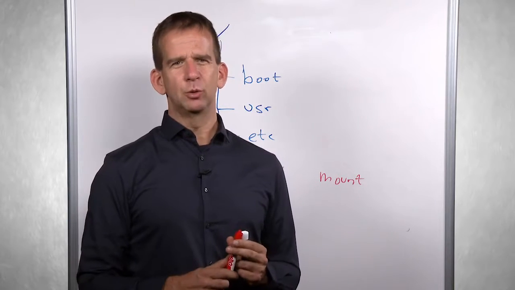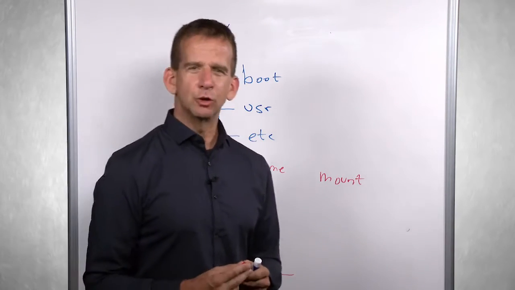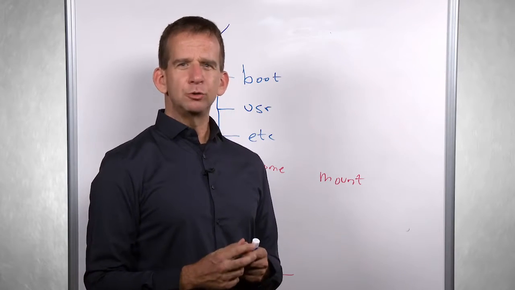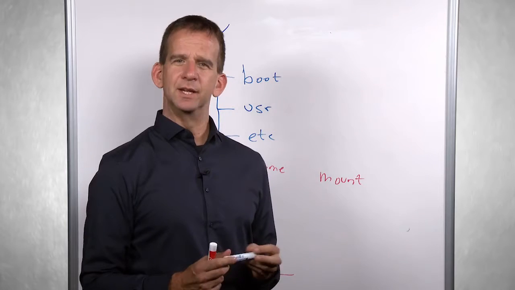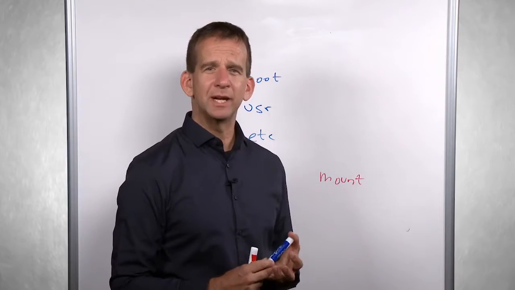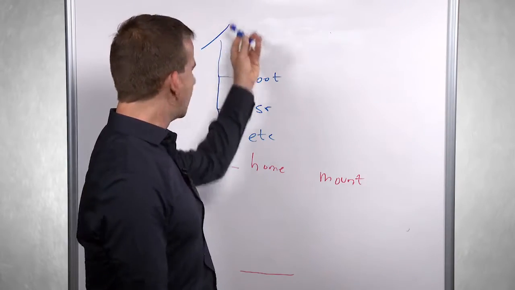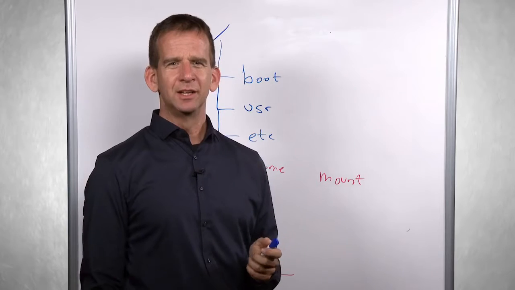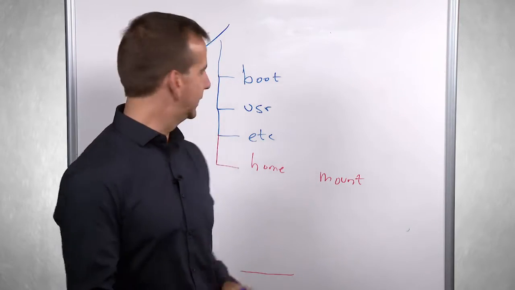Let's compare that to other operating systems like Windows, for example. On a Windows computer, you might be used to working with C:, which is your hard disk, and D:, which is your CD-ROM, and F:, which may be your network drive. On Linux it doesn't work that way. You just see one big file system hierarchy where different devices are mounted into the file system hierarchy.